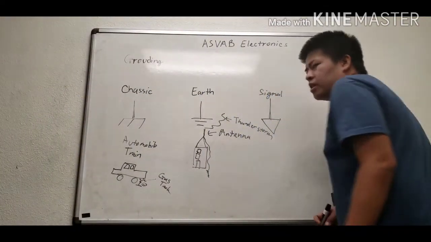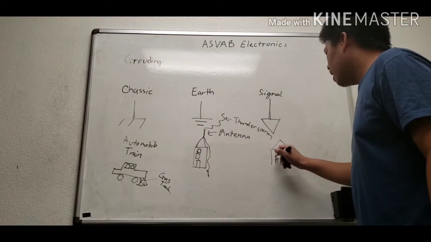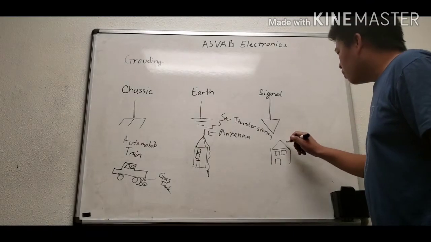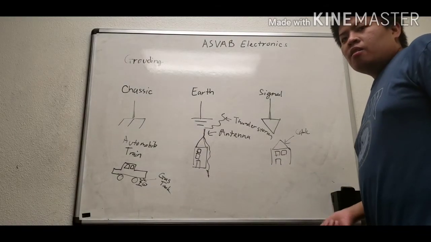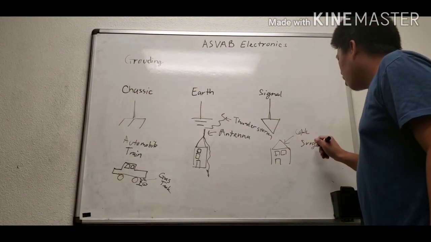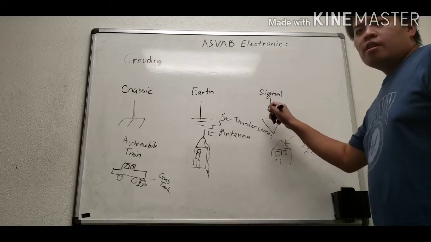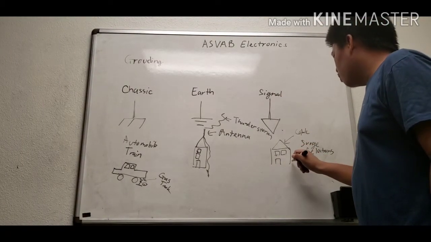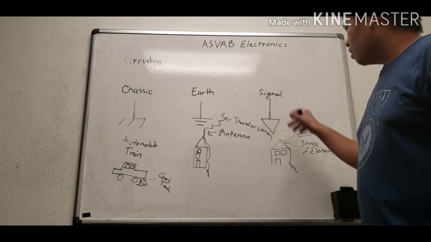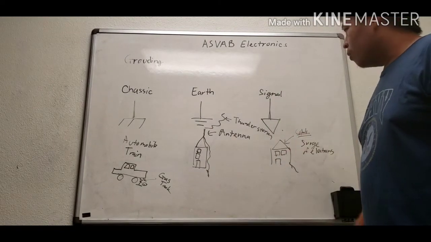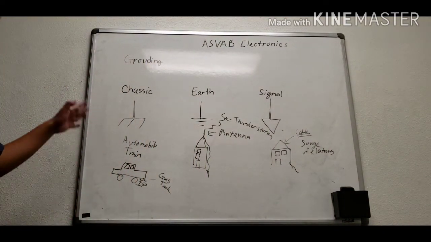The next one is the signal. Signal just like this. Just like in the house, we have the cable. In case there are so many surges of electrons, the signal grounding will transfer them to the router, and we can save the cable. This one uses the signal grounding to save the cable. So that's why we need to learn about the different kinds of grounding, and that's it on the ASVAB.